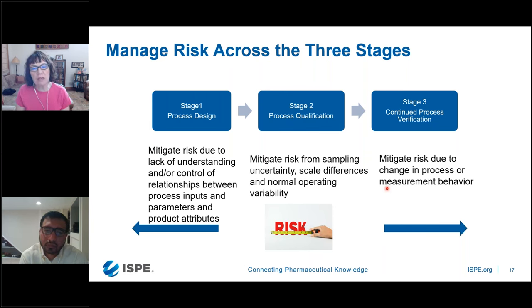We can also think of what type of risk we are managing across the three stages. Remember, I said that quality risk management is foundational to the life cycle approach. So in addition to the goals of each stage, we can also think about what risks we're mitigating in each of the stages.